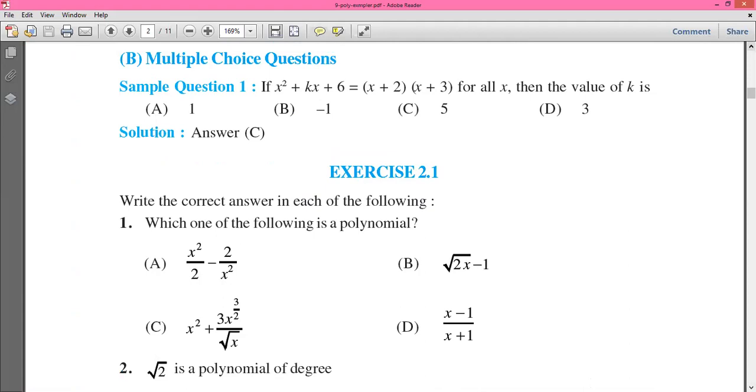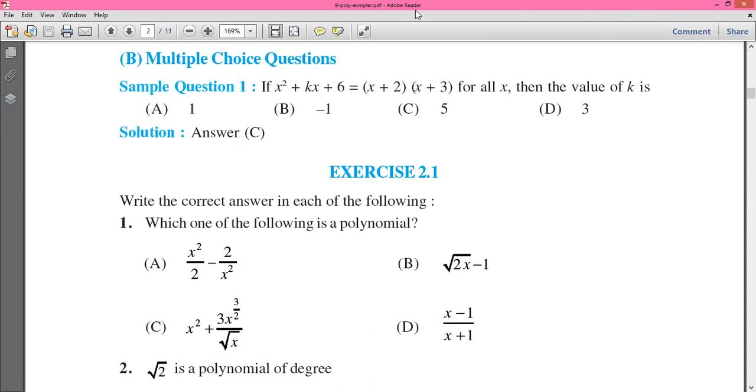Mahi, read the question. Sample question 1: If x square plus kx plus 6 is equal to (x plus 2) into (x plus 3) for all x, then the value of k is... Tell me, how can you find k here? Anyone? You have to find the value of k.